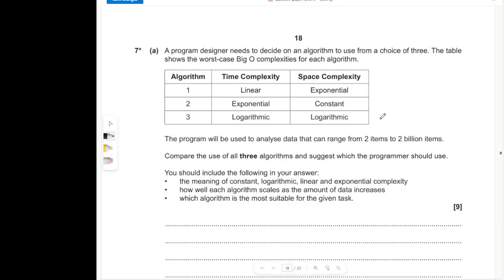Questions, this was probably the easiest to write. Okay, so we've got some random algorithms. We don't know what they do. We don't know what they're used for, but we can see and we're told that they will process either 2 items or up to 2 billion items.